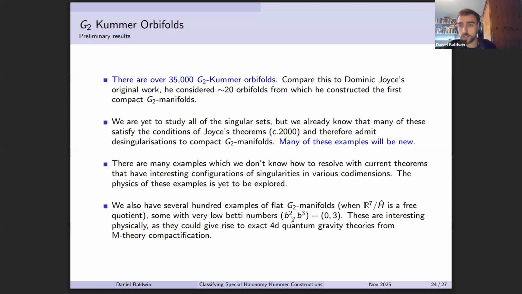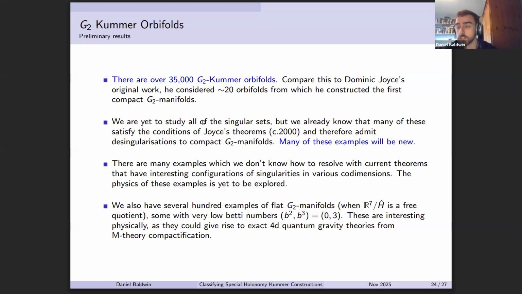So, the results of this process so far: we have all the space groups, and there are over 35,000 G2 Kummer orbifolds. It's interesting to compare this to Dominic Joyce's original work, where he considered roughly 20 orbifolds. From these, he constructed the first examples of compact G2 manifolds using his generalized Kummer construction.